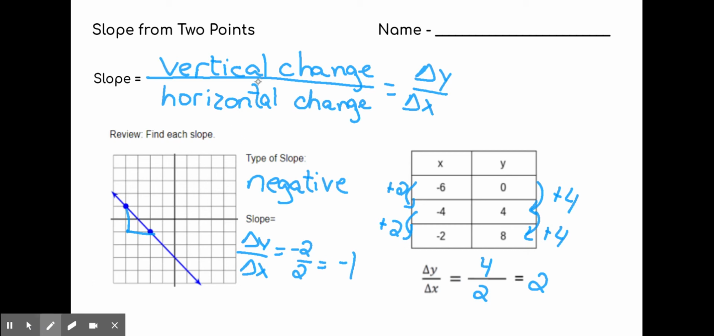All right, so slope is vertical change over horizontal change, or delta y over delta x. This graph has negative slope. When I drew a slope triangle connecting those 2 points, I got -2 over 2, which is -1. And the slope of this table, my change in y is 4, my change in x is 2, 4 over 2 is 2. Okay, let's learn our new way.